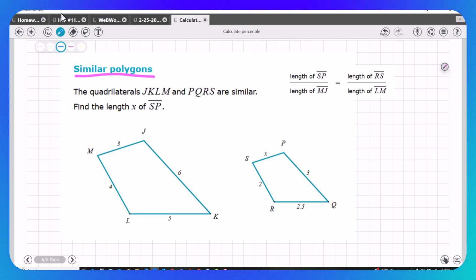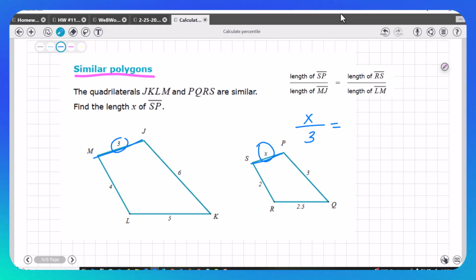So when they ask you to solve something like this, they're asking you to find that piece right there. Notice it says SP. And because these are similar, you can write this as x over, go to the big one now, and the same exact line. So you have to pick that same line. I get a 3.